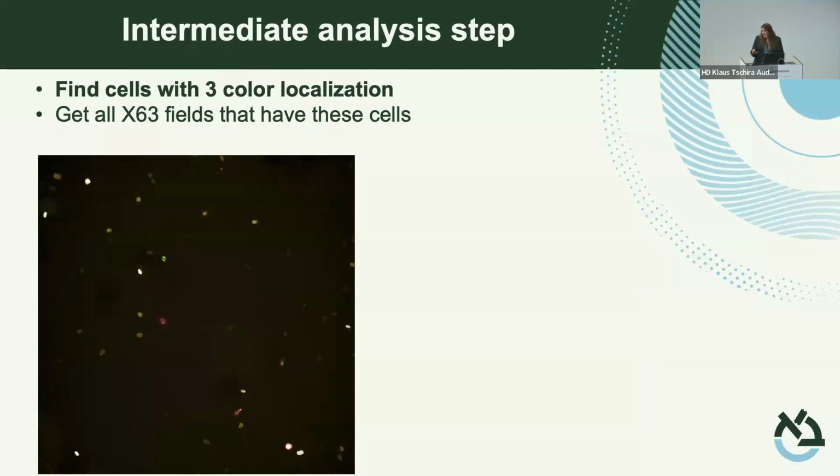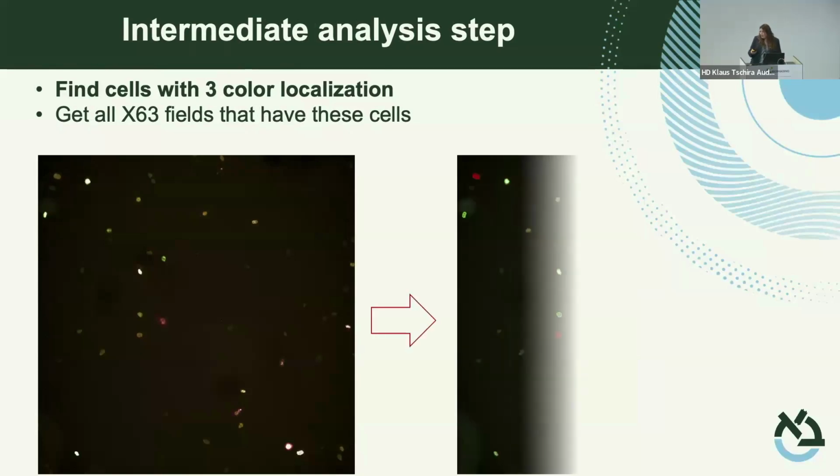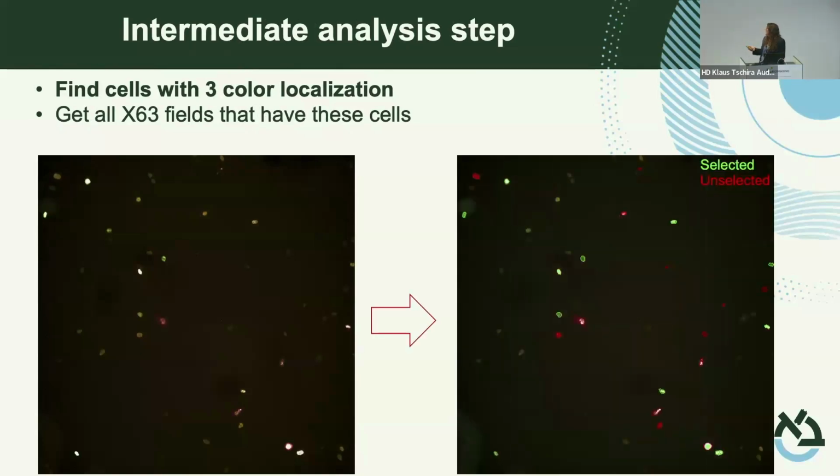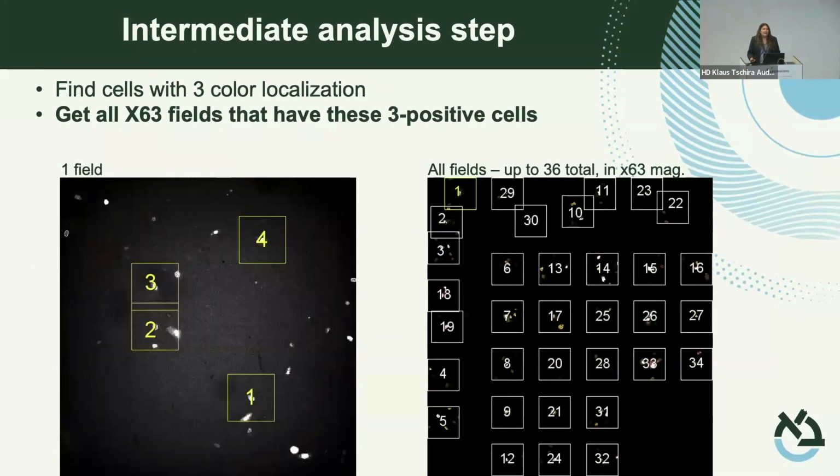Now, the analysis of the software will choose only cells, you can see in green, I'm sorry, only cells that have all 3 colors, okay? And in red, you see the cells that are not important, okay? And then it will determine the layout for the 60x rescan, okay, the final scan, and we'll get up to 36 fields that will be imaged.